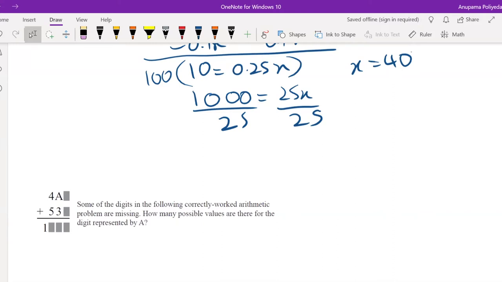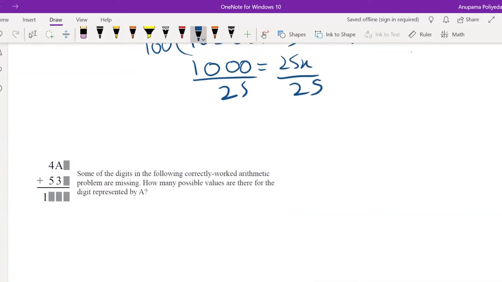Four ways. So yes, the answer is 4. So we don't really need to worry about these blank digits. We just need to ensure that the sum of A and 3 is greater than 10, so that 1 can carry over to the 4 plus 5 to make 1,000. So 9 works because 9 plus 3 is 12, so 1 will carry over. 8 works because 11, and then the 1 will carry over. 7 works because 7 plus 3 is 10, and then the 1 carries over to the 4.